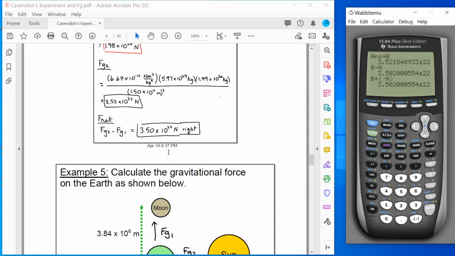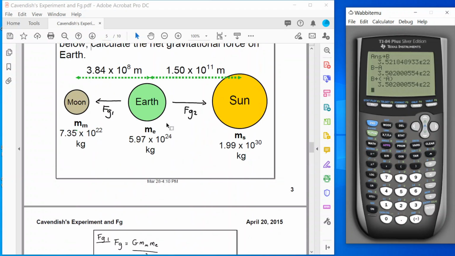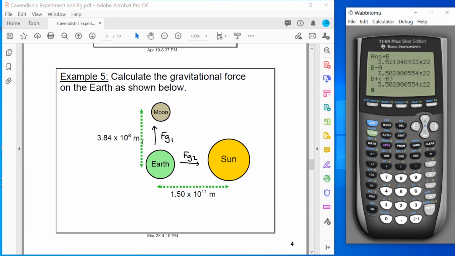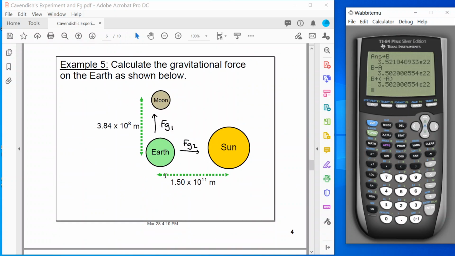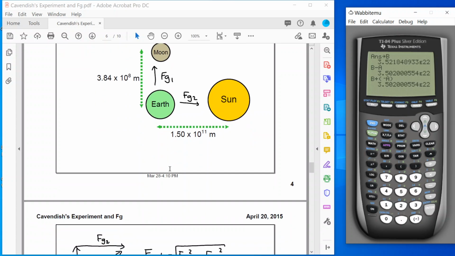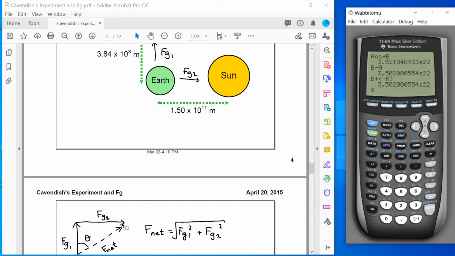Now, up here, when I was combining Fg1 and Fg2, I just subtracted them, and that's because everything was in a nice straight line. However, here, things are not in a straight line. So combining the forces isn't just a matter of adding them or subtracting them. Instead, we have to do a vector addition.